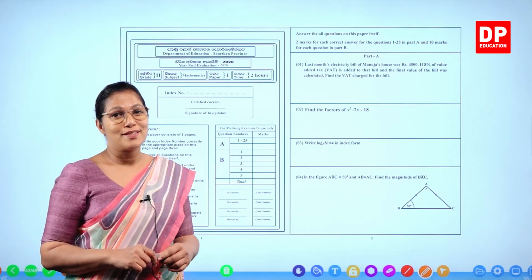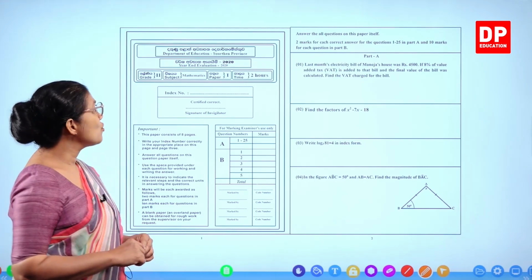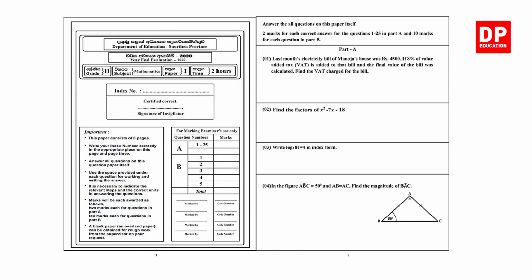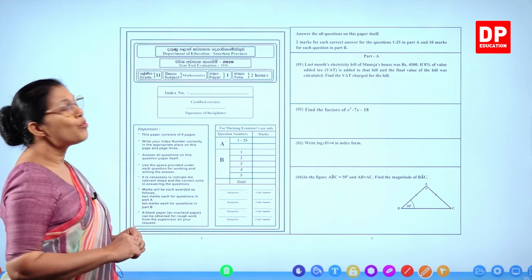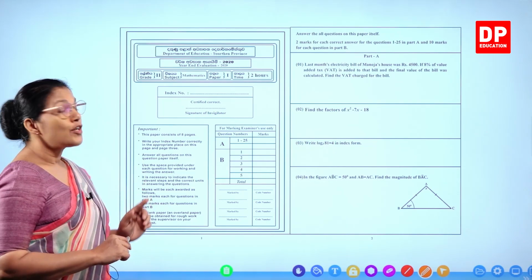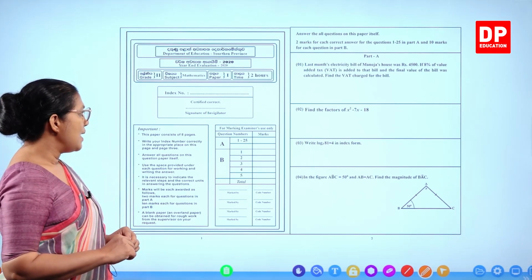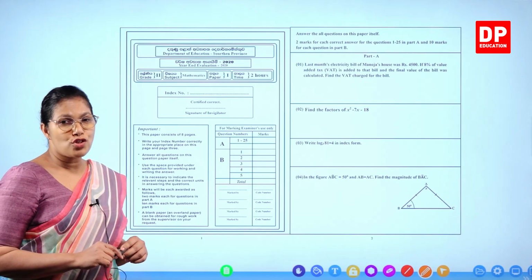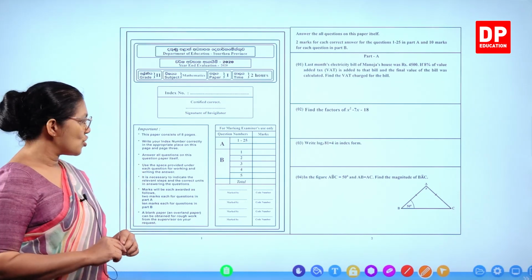Hello O-level students. Today I'm going to discuss the year-end evaluation 2020 Department of Education Southern Province paper, and this is paper 1. You get 2 hours. There are 2 parts in paper 1, part A and part B. In part A you get 25 short questions and in part B you get 5 long questions.